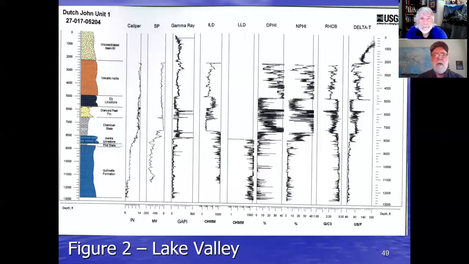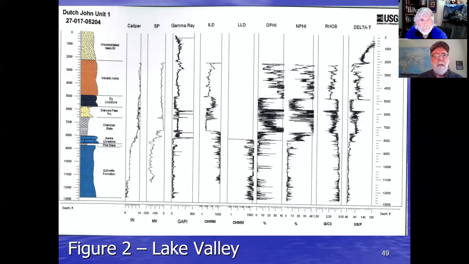The other one we're going to look at is the Chainman Shale. Chainman Shale is essentially a Paleozoic shale. I think it's Devonian in age. It's marine in origin, and it is a source rock for a lot of the petroleum fields in Nevada. Although there's not a lot of petroleum fields, there are a few, particularly around the Railroad Valley area.